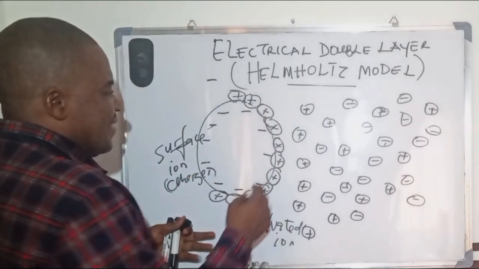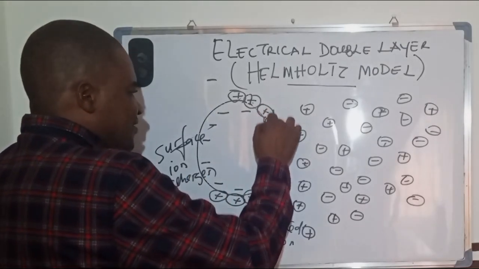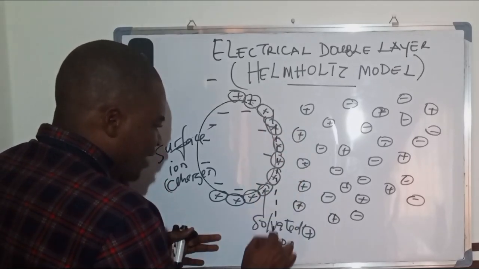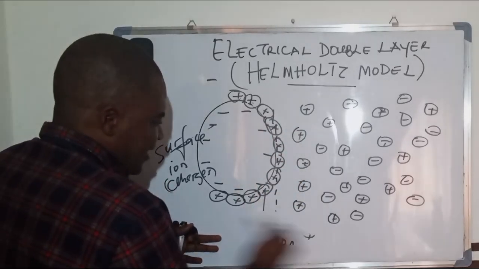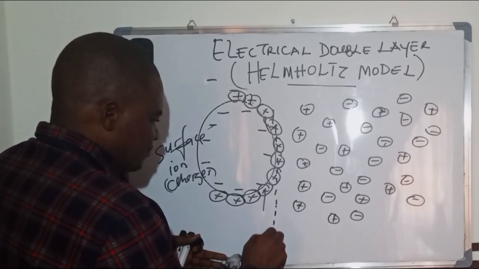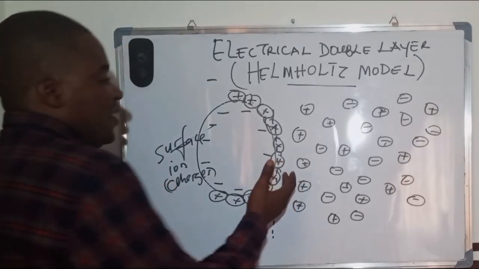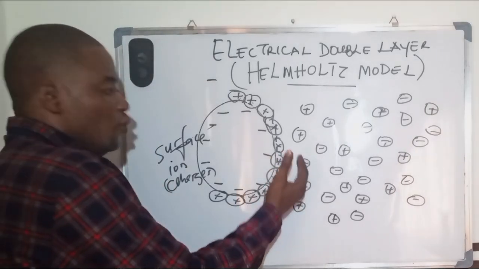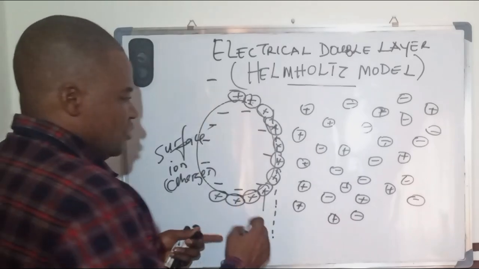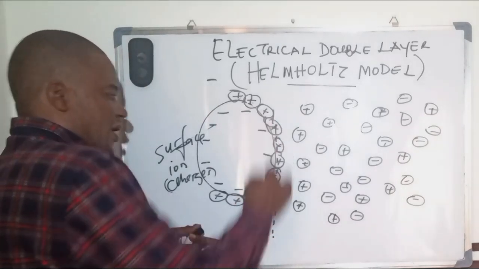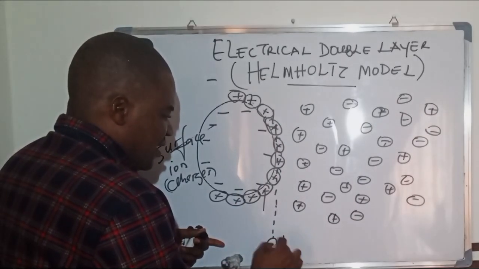And he said that at this point where you have these charges, which are electrostatically being moved down to this particular surface, you describe this particular surface as the outer Helmholtz plane.